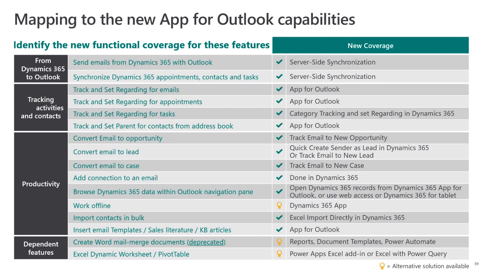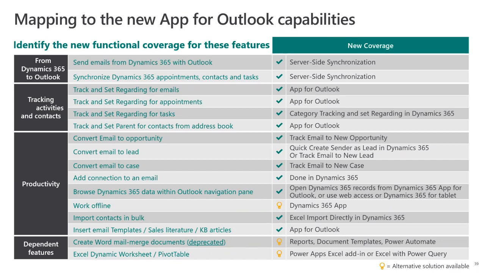In order to browse Dynamics 365 data within the Outlook navigation pane, you just have to open Dynamics 365 records from the Dynamics 365 app for Outlook, or you can use the web access or Dynamics 365 for tablet to browse the records. But you can browse data in Dynamics 365 right from the app for Outlook. To work offline, the new coverage is the Dynamics 365 app that's available today on iOS and Android. But we'll discuss that later.